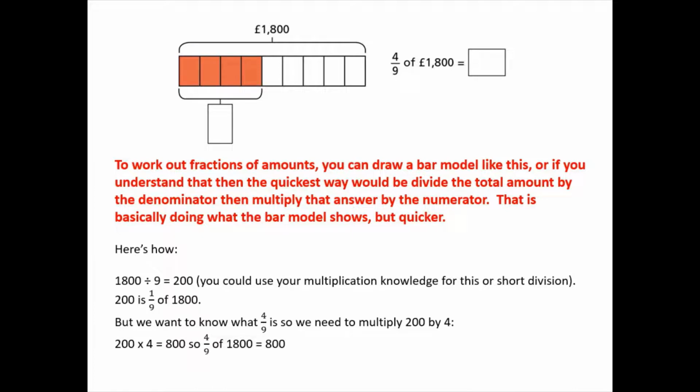But we want to know what 4 ninths is. So we need to multiply by the 4, which is our numerator. So 200 times 4 equals 800. So 4 ninths of 1,800 equals 800.